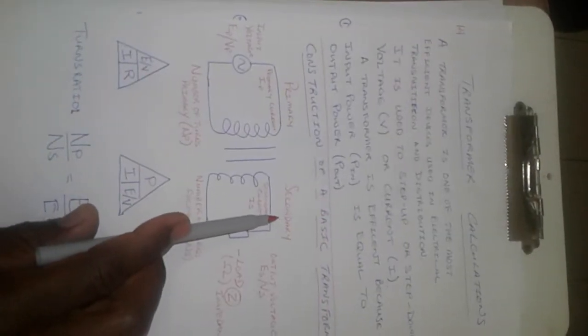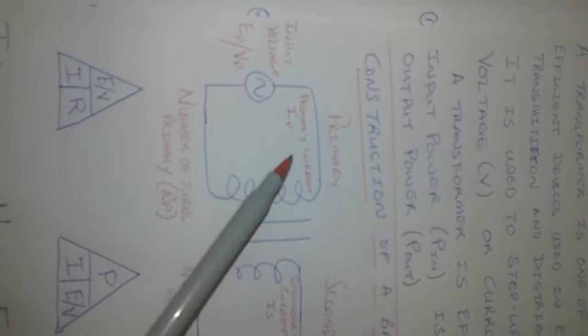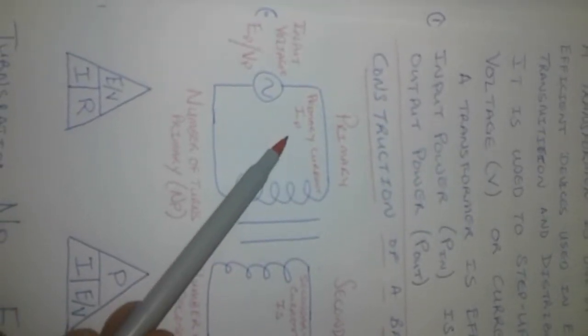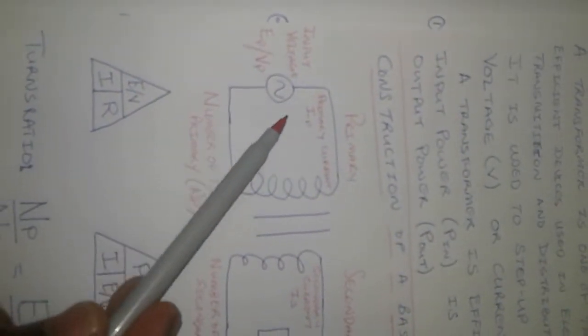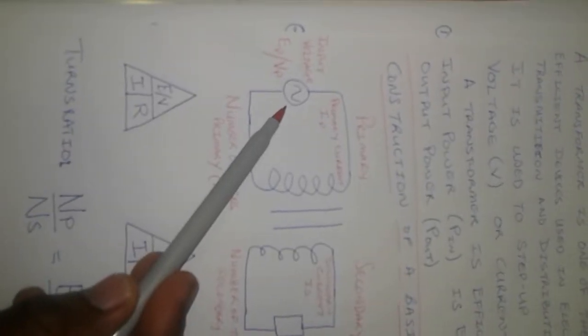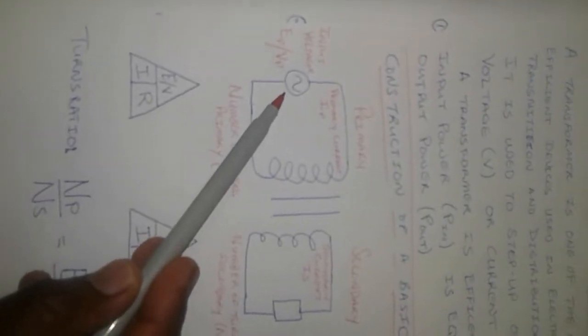The construction of a basic transformer. A transformer consists of two coils, the primary and the secondary. Each coil has circuit components on it. As we examine it, the primary circuit has primary current known as IP, and input voltage known as EP or VP. This of course is a symbol of the source, which is alternating.